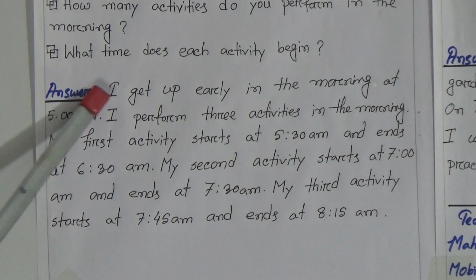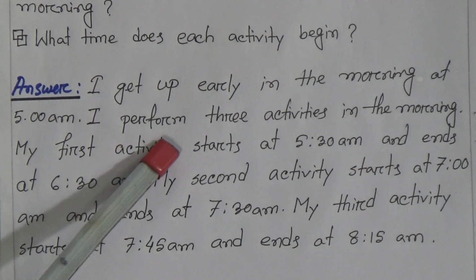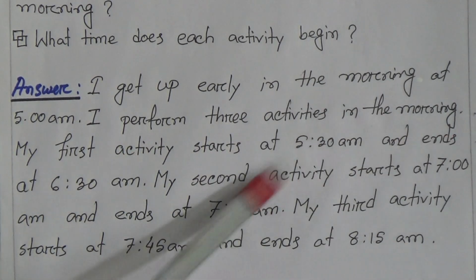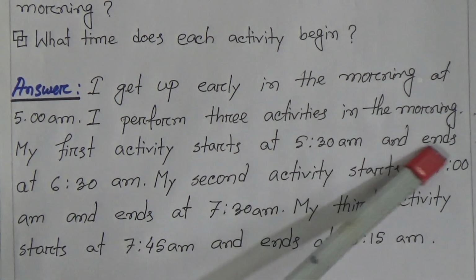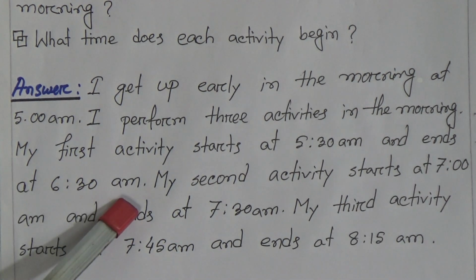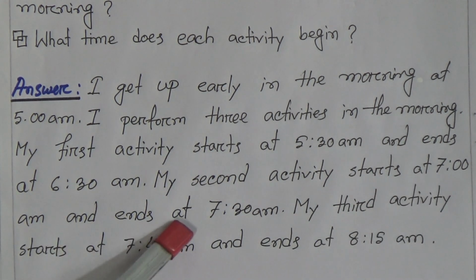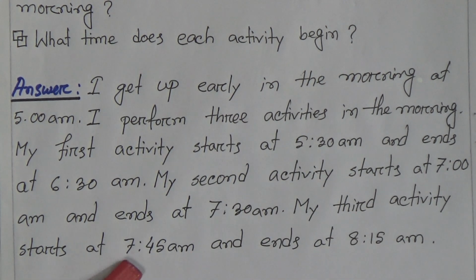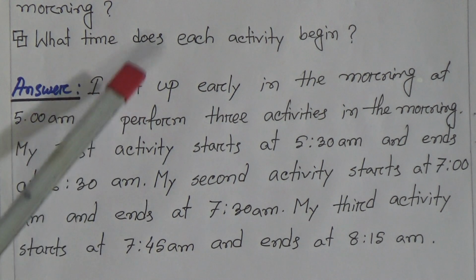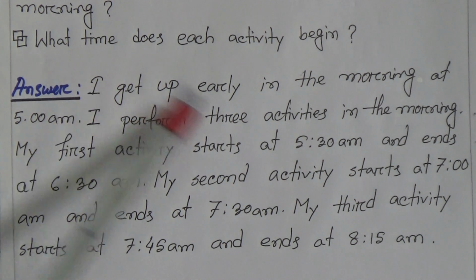Answer: I get up early in the morning at 5 a.m. I perform 3 activities in the morning. My first activity starts at 5:30 a.m. and ends at 6:30 a.m. My second activity starts at 7 a.m. and ends at 7:30 a.m. My third activity starts at 7:45 a.m. and ends at 8:15 a.m. So these are the 3 activities that I perform every day.